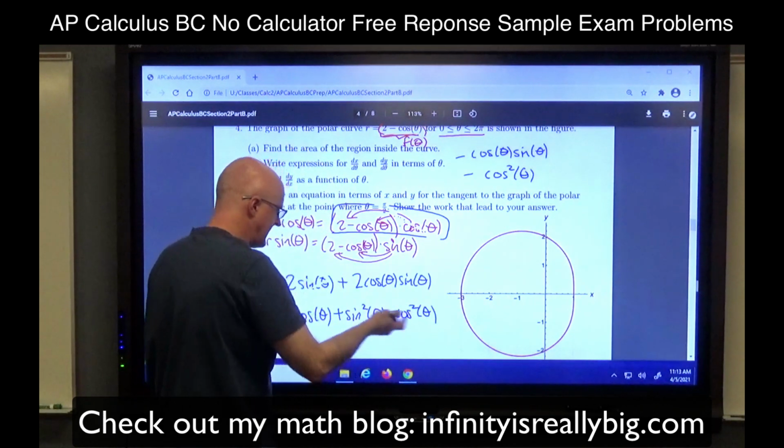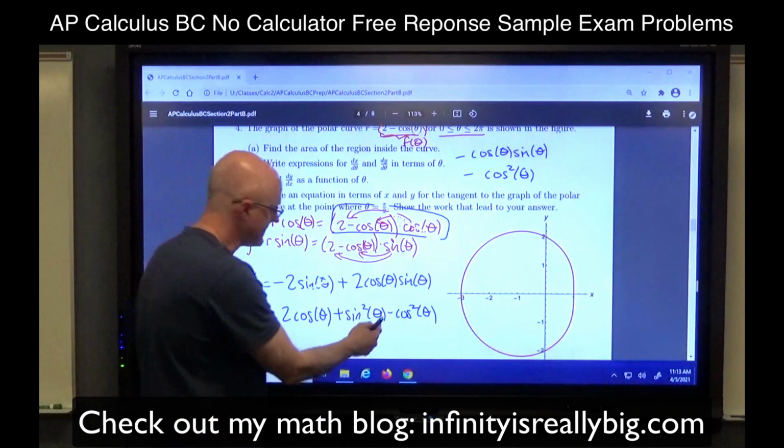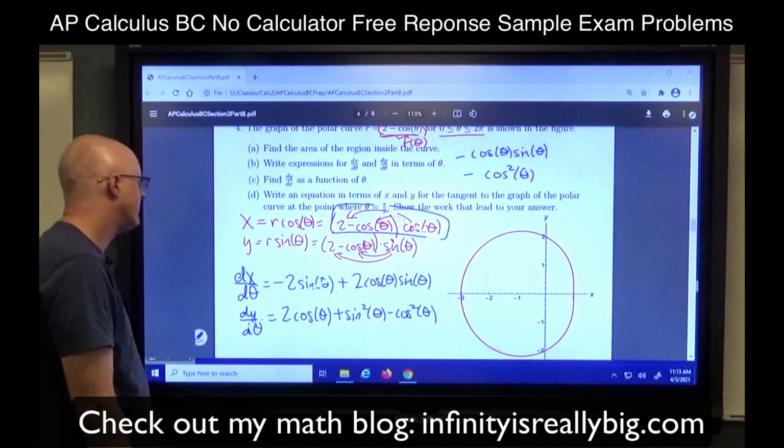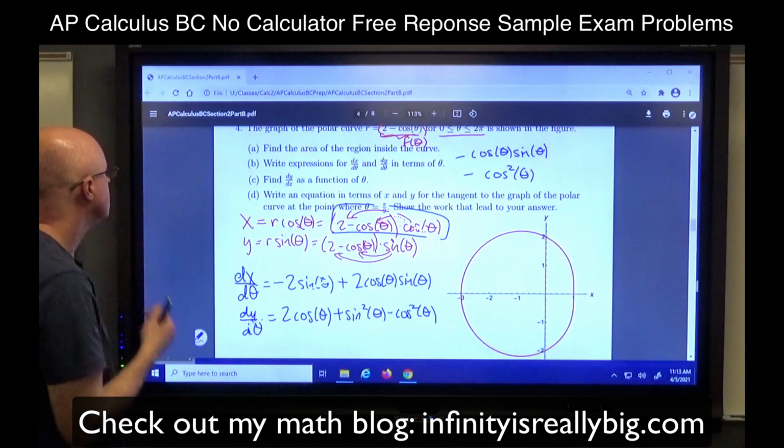And there's a trigonometric identity that would allow you to change that. It does not equal 1 because of the minus sign there. But this is fine for the answer to B.